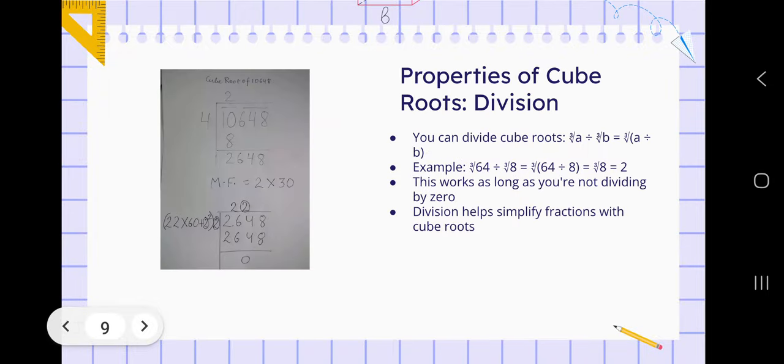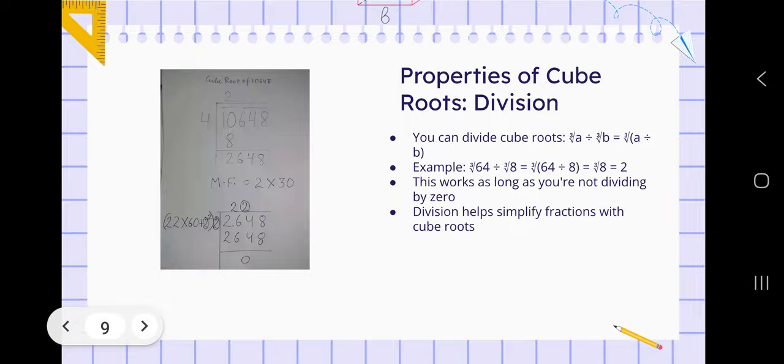Properties of cube roots: division. You can divide cube roots. The cube root of a divided by the cube root of b is equal to the cube root of a divided by b. For example, the cube root of 64 divided by the cube root of 8 is equal to the cube root of 64 divided by 8, which is the cube root of 8, which equals 2. This works as long as you're not dividing by 0. Division helps simplify fractions of cube roots.